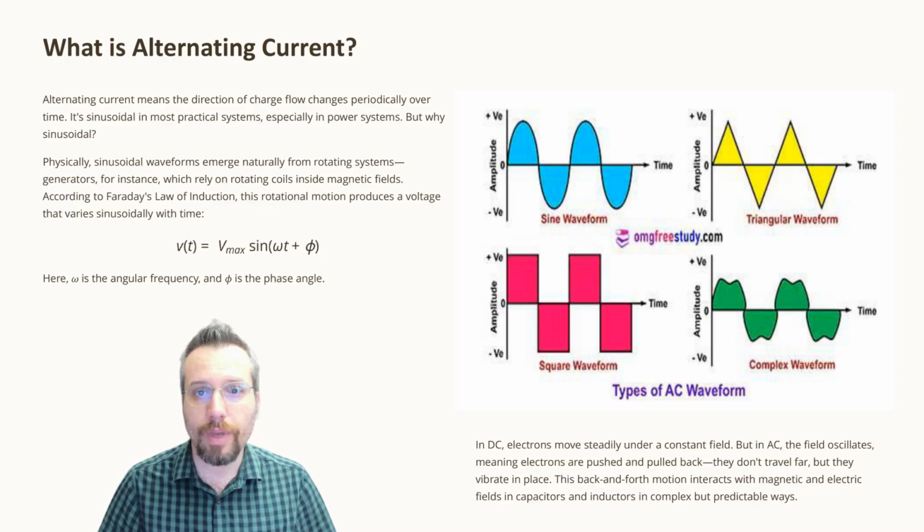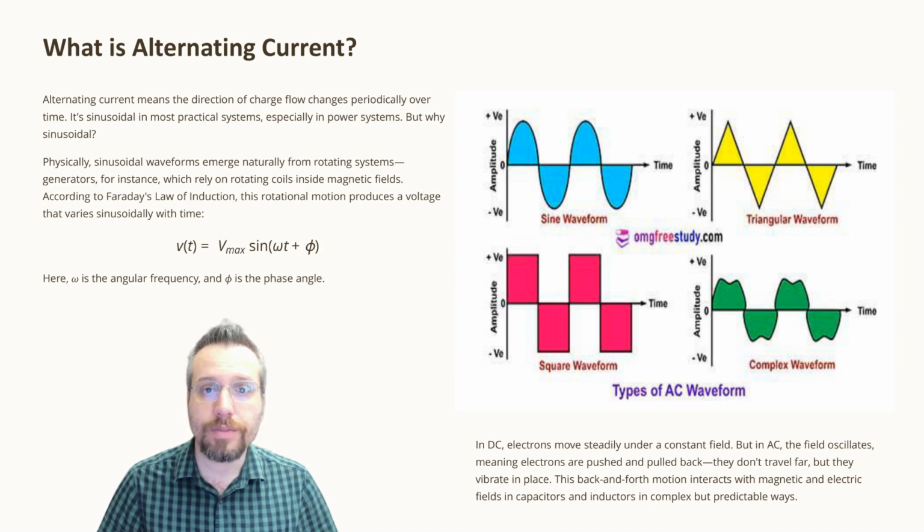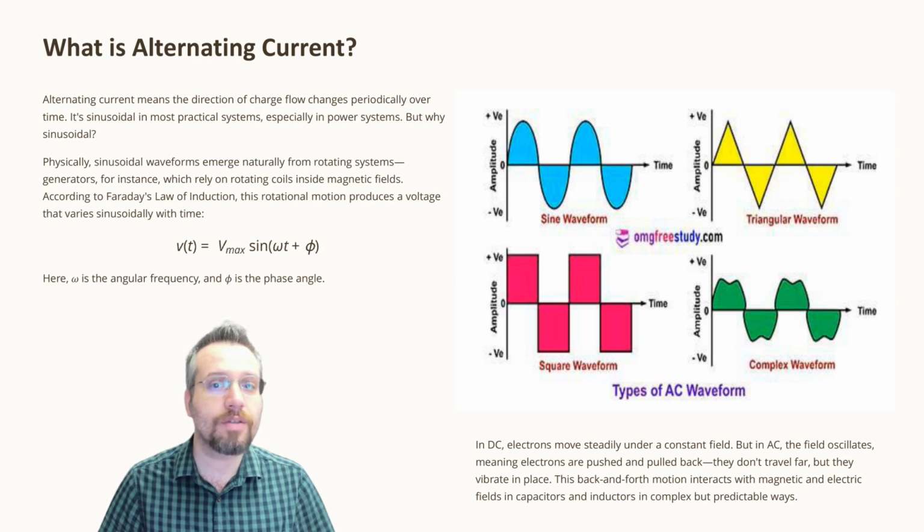Let's begin with the fundamental question. What is alternating current? Alternating current means the direction of charge flow changes periodically over time. It's sinusoidal in most practical systems, especially in power systems. But why sinusoidal? Physically, sinusoidal waveforms emerge naturally from rotating systems, generators for instance, which rely on rotating coils inside magnetic fields. According to Faraday's law of induction, this rotational motion produces a voltage that varies sinusoidally with time.